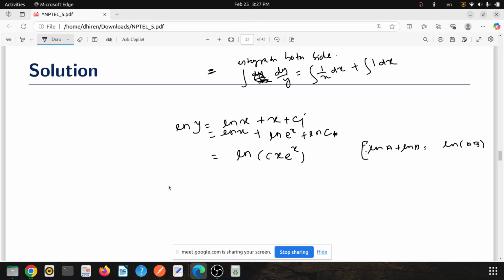So next we have given y at x equal to 1 is e. So you can write it as c times 1 times e power 1, which is e.